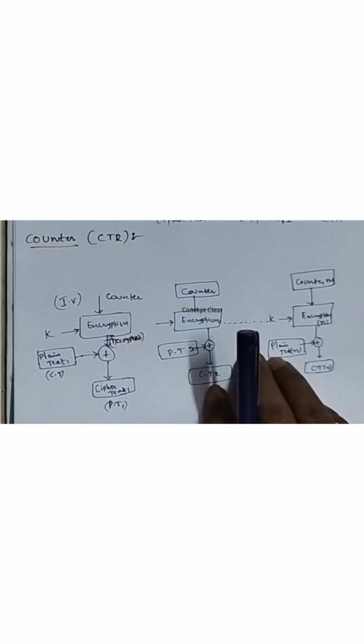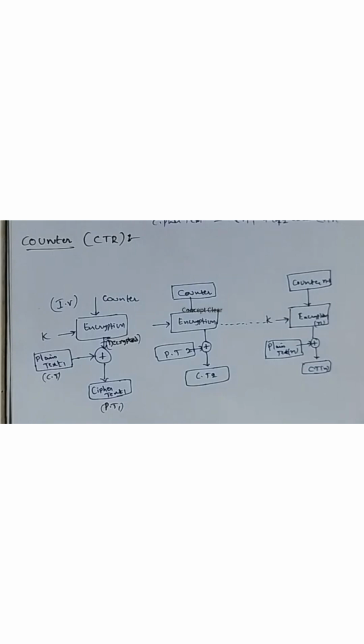In counter mode, what will happen? Instead of taking the plain text directly, we are giving it in the form of a counter. Taking a counter and giving a plain text in the form of counter. The counter size is equal to plain text size. It is similar to electronic code book. Clear? Here the counter is placed in each and every block.